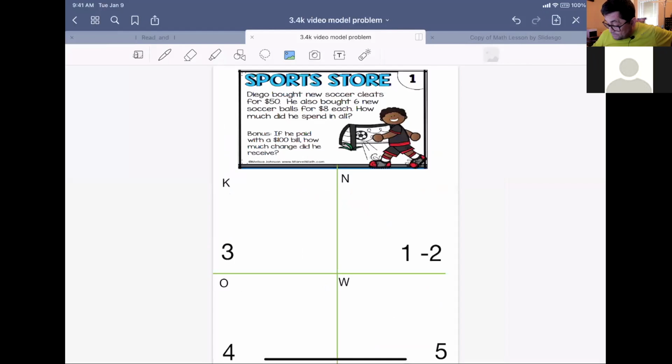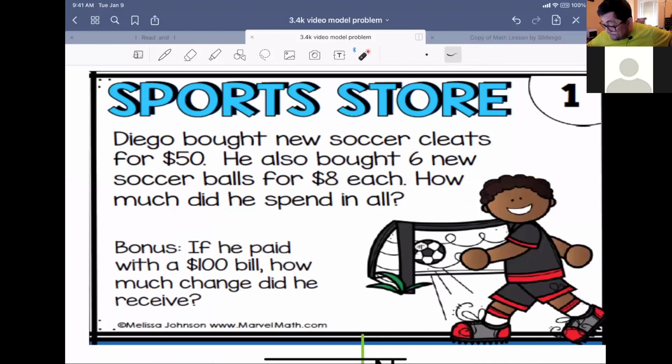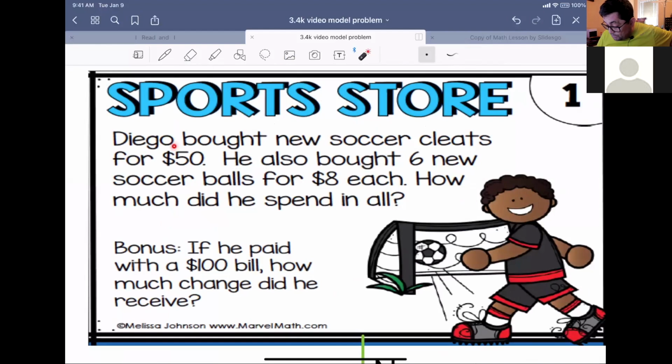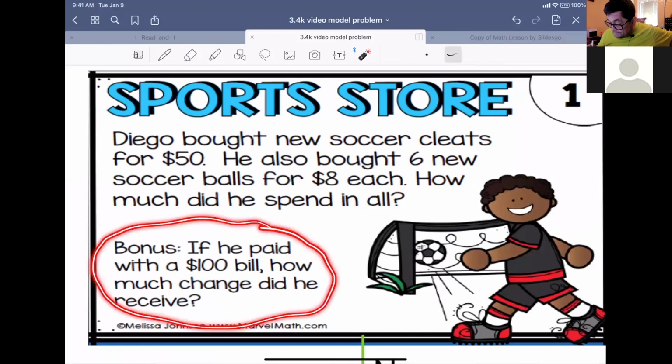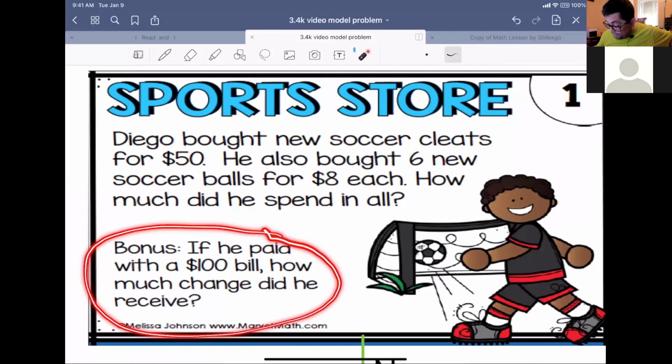So we write it down here, and we have the N, O, and W. This is 1, 2, 3, 4, 5, the kind of statement that we present and use together. So the first thing we need to do is read the problem. Let's read the problem. Diego bought new soccer cleats for $50. He also bought 6 new soccer balls for $8 each. How much did he spend in all? If you finish earlier, you can do this part. You can answer this in your station.